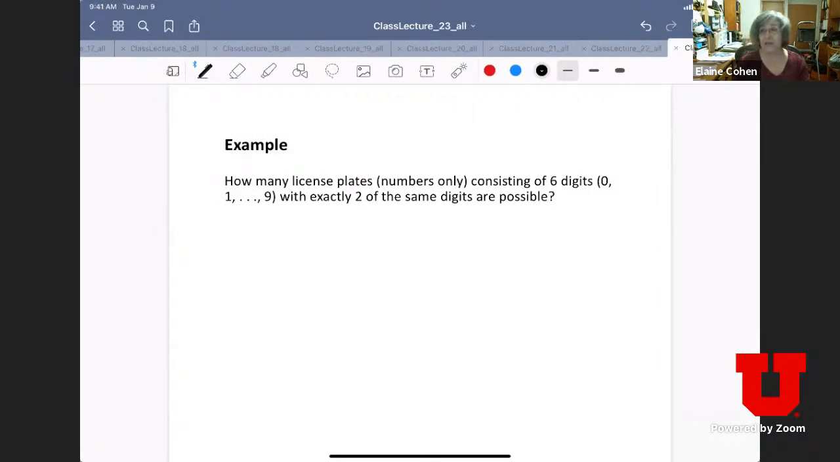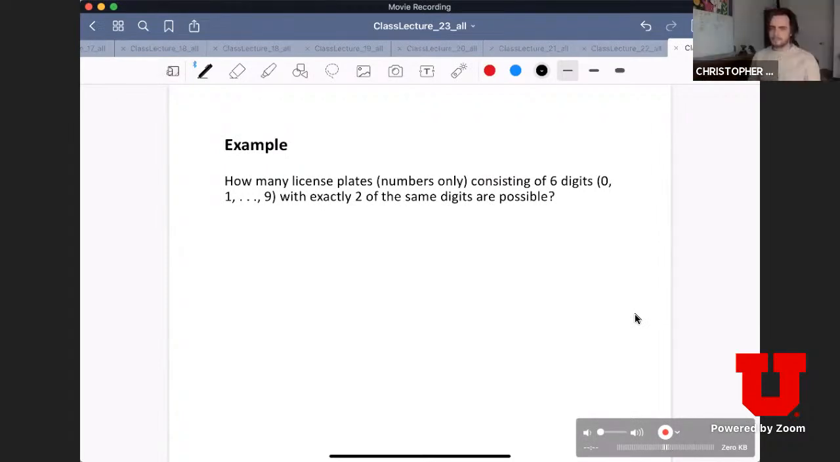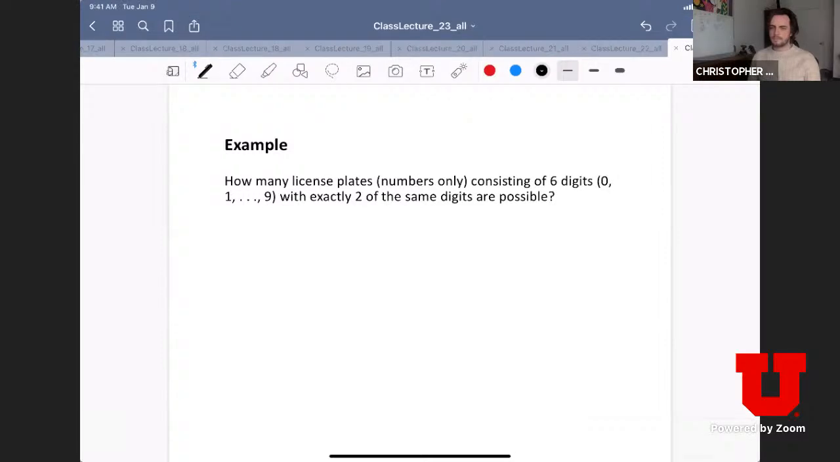Okay, here we have one more example. How many license plates, numbers only, consisting of 6 digits out of the 10 digits from 0 to 9, with exactly 2 of the same digit are possible? Does order matter in the license plates? Yes, order matters in a license plate. Very good.